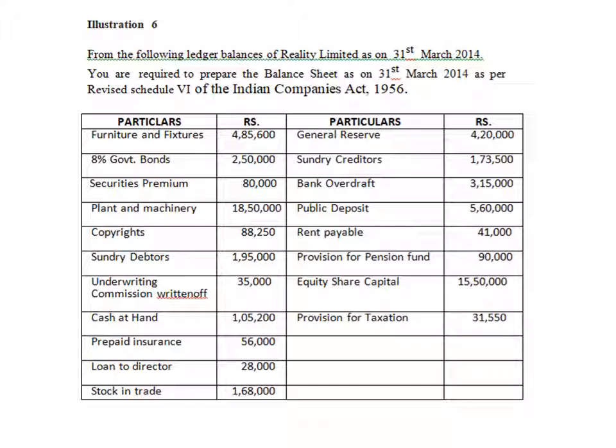Then we have general reserve. General reserve should be shown under reserves and surpluses. Then we have sundry creditors. Sundry creditors are shown under short trade payables. Then bank overdraft. Bank overdraft should be shown as short-term borrowing. Public deposit is a long-term borrowing.